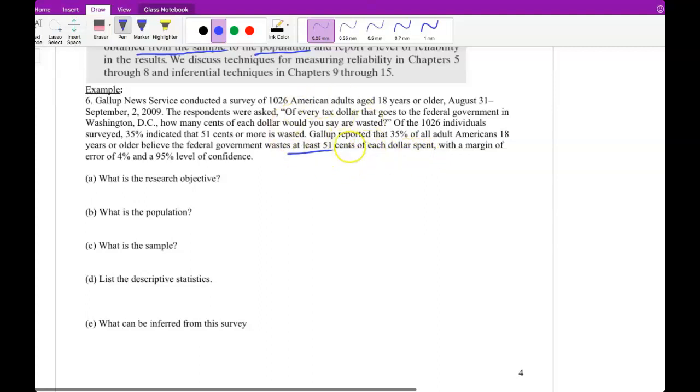Okay, so that part was important. After that, we have a margin of error of 4% and a 95% level of confidence. We're not using this part here. This part is just to confuse us. But the question was this part, and here they're claiming that they believe that this much is wasted. So based on that, let's answer this part. What is the research objective?